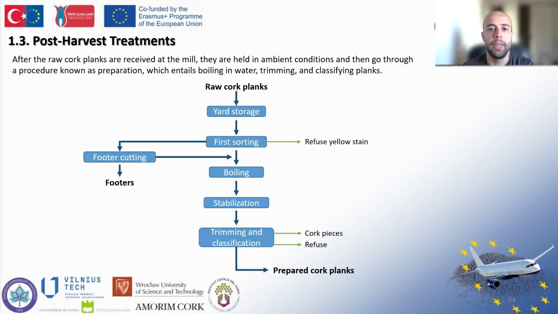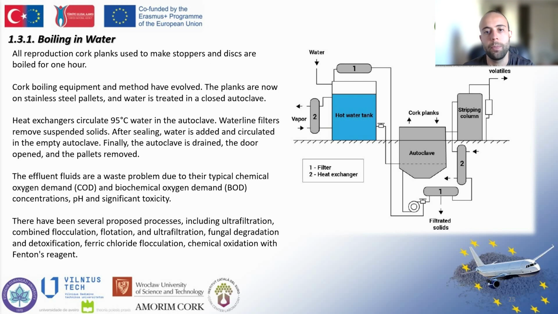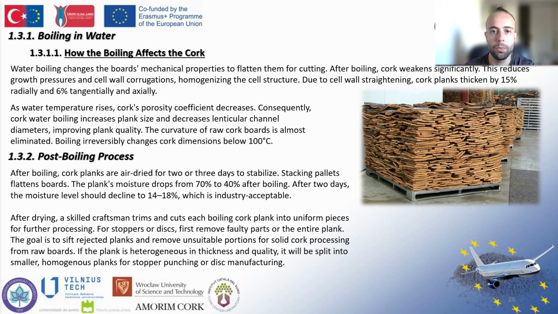After the raw cork planks are received at the mill, they are held in ambient conditions and then go through a procedure known as preparation, which entails boiling in water, trimming, and classifying planks. To make cork stoppers, production cork planks are boiled for 1 hour. Water is treated in a closed autoclave, and heat exchangers circulate water at 95 degrees Celsius. Boiling cork planks in water flattens them for cutting and improves the plank's quality, but also weakens them significantly.